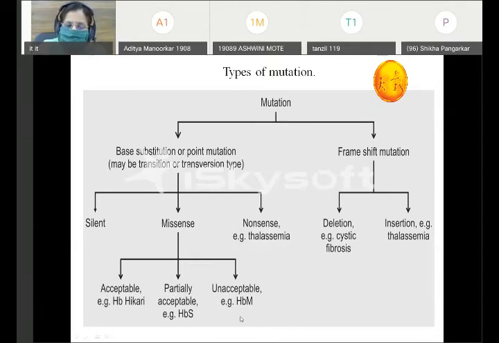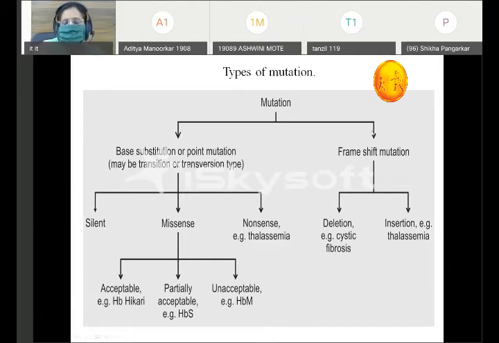We are going to deal in detail with that. Then coming to the third one, that is a nonsense mutation. That means there is a premature termination of the synthesis of protein, and the further synthesis is halted. It is called a nonsense mutation. So these are the three subtypes of point mutation.